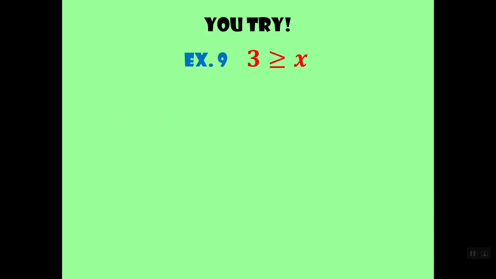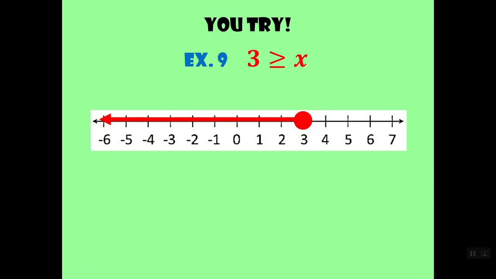Try example 9. All right, x is less than or equal to 3, so we have a closed circle at 3 and everything going to the left of that.